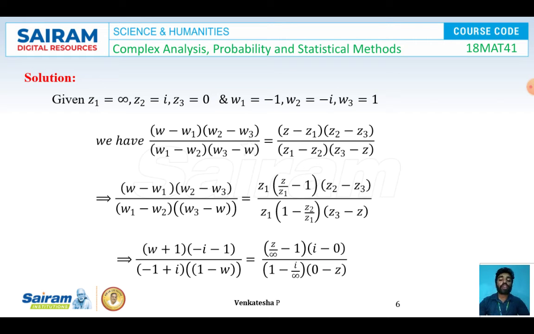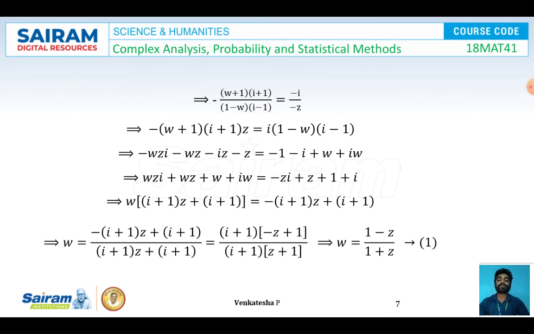And we know that the value of 1 by infinity is 0, so the value of z by infinity will become 0 here and the value of i by infinity will become 0. So now after simplifying the equation, we got the equation like minus of (w plus 1) into (i plus 1) divided by (1 minus w) into (i minus 1) will be equal to minus i by minus z.